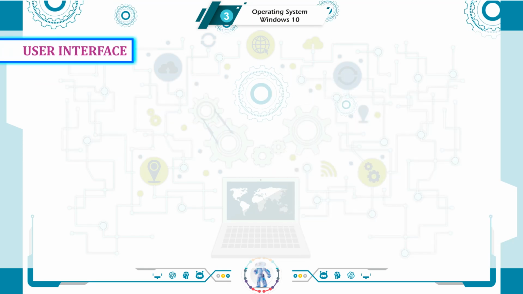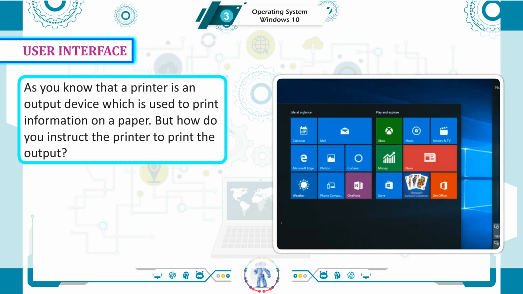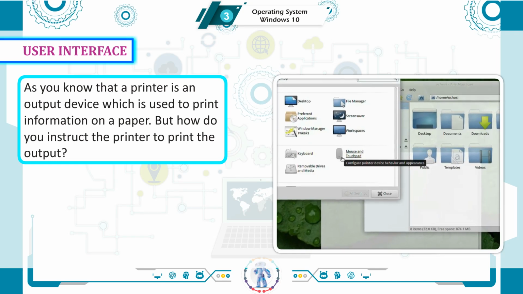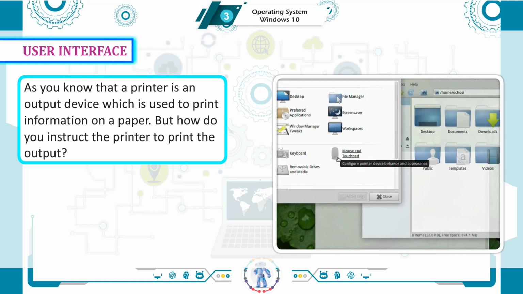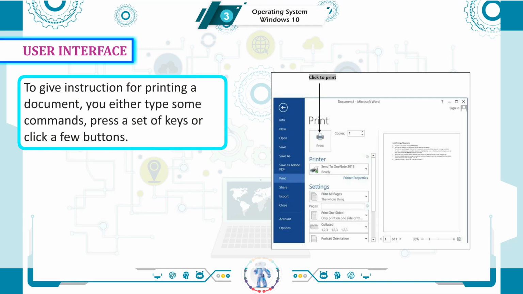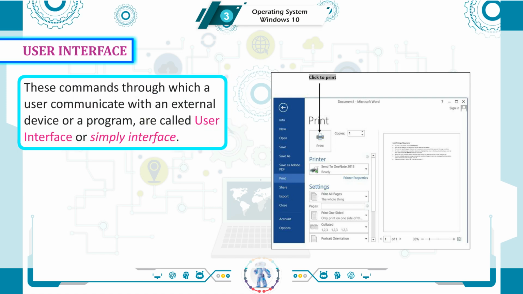User interface. As you know, a printer is an output device which is used to print information on paper. But how do you instruct the printer to print the output? To give instruction for printing a document, you either type some commands, press a set of keys, or click a few buttons. These commands, through which a user communicates with an external device or a program, are called user interface or simply interface.